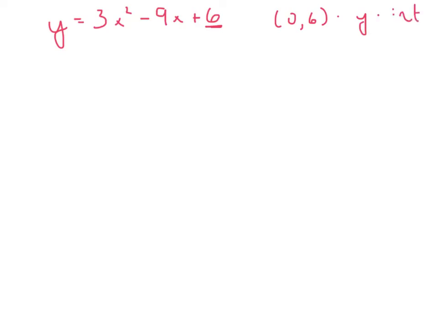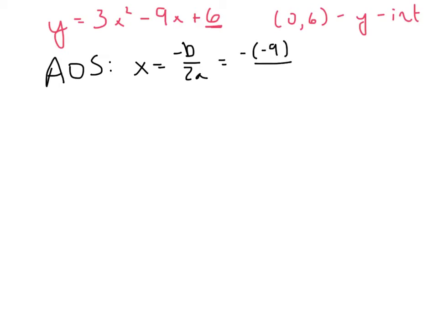It's also pretty easy to find the range then. I know this opens up because of... Oh, I'm sorry, I've skipped ahead of myself. I need to find my vertex first. So to find my axis of symmetry, the x-coordinate of my vertex, I'm going to do x equals -b over 2a, which is going to be -9 over 2 times 3, which is 3/2.